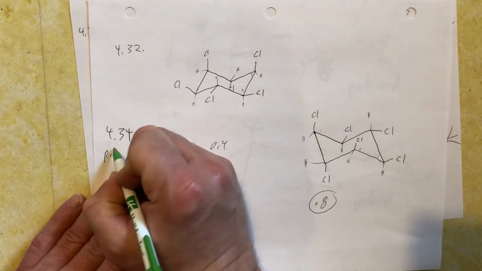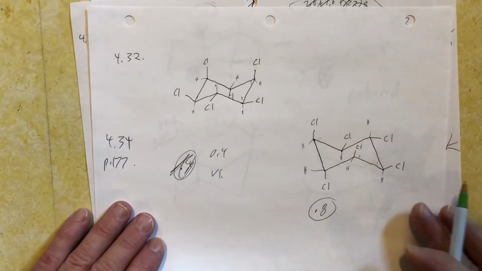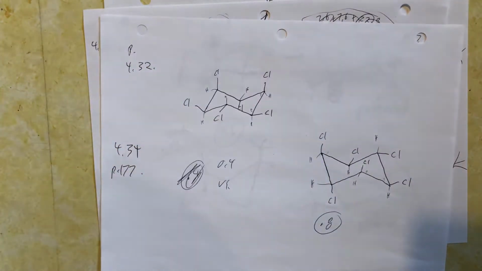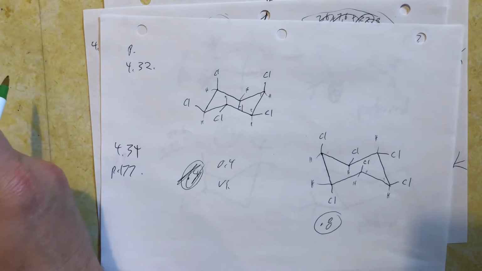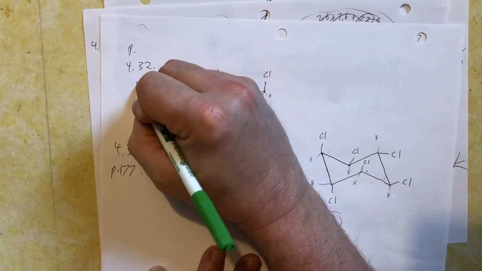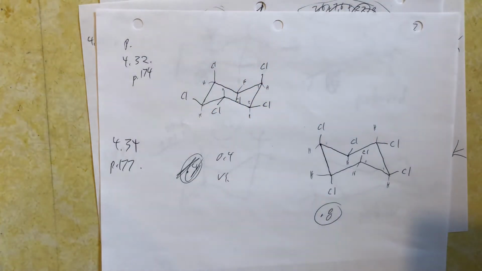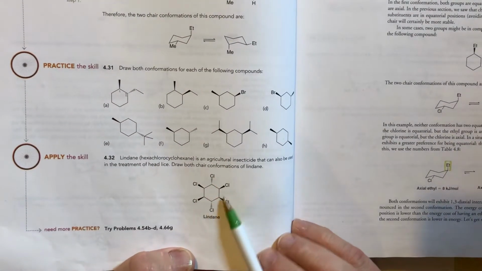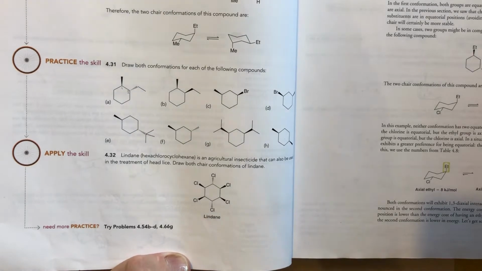4.34, page 177, which comes from this one. And if I redraw my lindane, which was way back on page, I don't know, 4.32 was from page 174. And, well, I'll just show it to you in the book here. It was this guy. It's an insecticide. Bugs don't like it. Probably doesn't bother plants or fungi, but bothers some bugs.